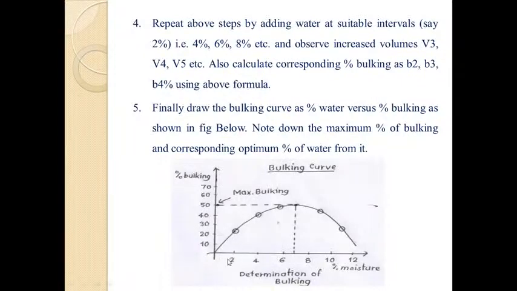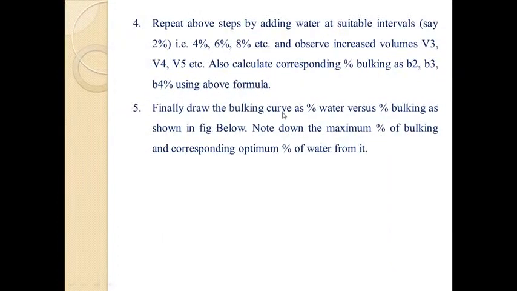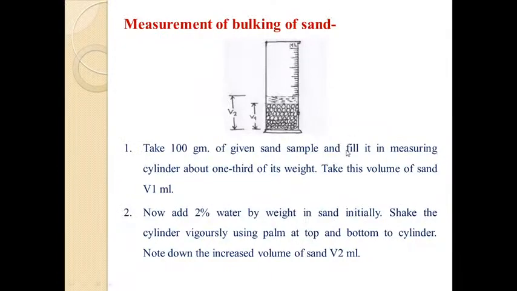So when we add 2% water to the sand, suppose the bulking of sand is 25. Like this, for each increase, write the bulking percentage, and these points can be joined by a smooth curve. Where the maximum is, we can say that is the optimum percentage of water, and we calculate the percentage bulking there. In this way we can find out the percentage bulking, that is the measurement of bulking of sand. Hope you understand today's session. Thank you.